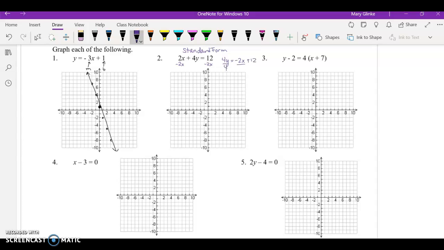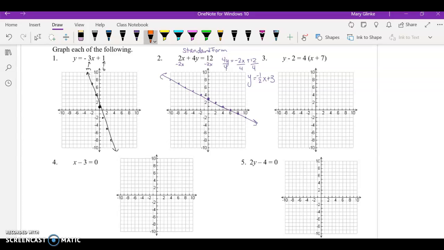So we move the 2x to the other side, and then we divide by 4, and we get y equals -1/2 x plus 3. So looking at this, our y-intercept is up at 3, and our slope is down 1, right 2, making it -1/2. So you graph your points, and then you connect them, and this is what number 2 should look like.